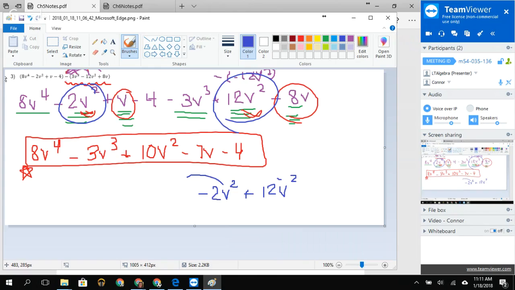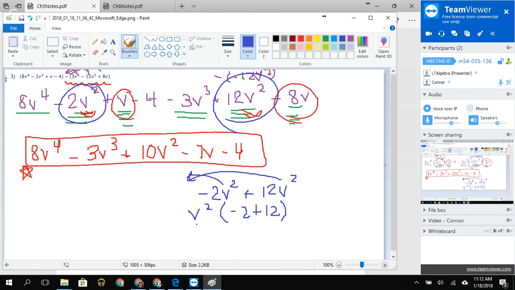Pull v squared out of both of those, and we're left with negative 2 plus positive 12. Negative 2 plus positive 12 is 10, so 10v squared. That's how we come up with this 10v squared. We don't do this every time because we've learned over time that if you have like terms, you can just add the coefficients. That's actually what you're doing when you add the coefficients.